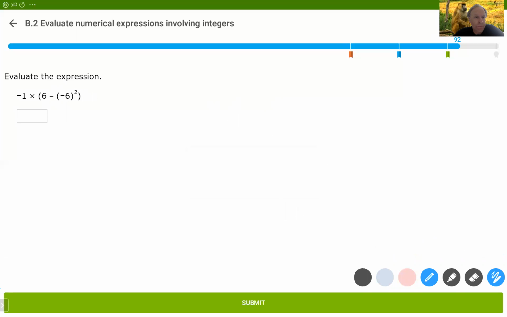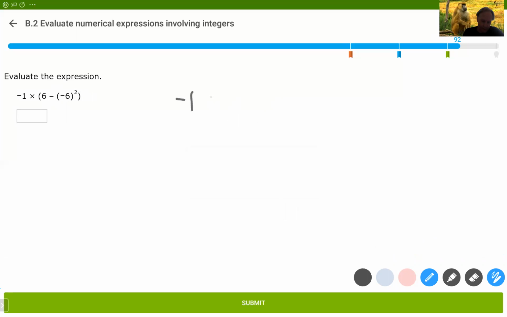Okay, we've got a parenthesis, but we have the square inside the parentheses. Here's an issue that you really have to be careful of. That double negative right there, I have to deal with the exponent before I deal with the double negative. And here's the reason. I'm going to explain it just real quick.